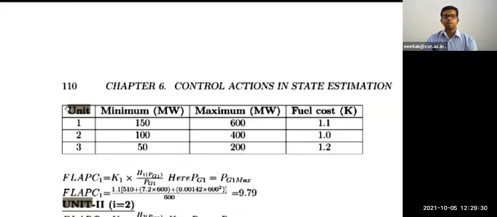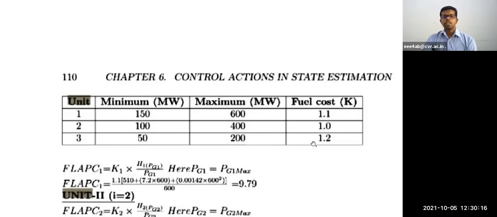Also the minimum and maximum megawatt, that is the operating limits or loading limits, are given in the problem. For the first generating unit it is a minimum of 150 megawatt to a maximum of 600 megawatt. The fuel cost of the first generating unit is 1.1. For the second generating unit, the operating limit is 100 megawatt to a maximum of 400 megawatt. Fuel cost is 1.0. Next, for the third generating unit, the minimum operating limit is 50 megawatt, the maximum operating limit is 200 megawatt, and the fuel cost is 1.2.